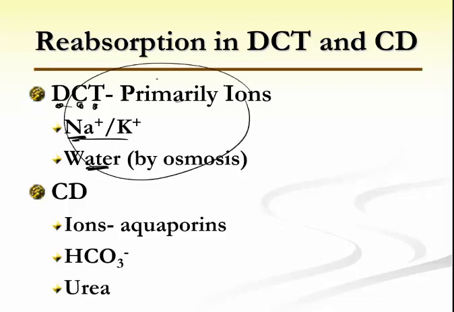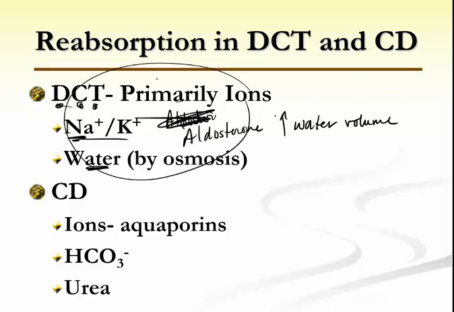And you saw an example of this when we talked about increasing water volume for control of blood pressure. And the hormone that triggered this was aldosterone. Aldosterone can actually cause an increase in the amount of sodium-potassium ATPase pumps that we have in the distal convoluted tubule cells, and therefore increase the amount of water that is being reabsorbed, therefore increasing water volume.